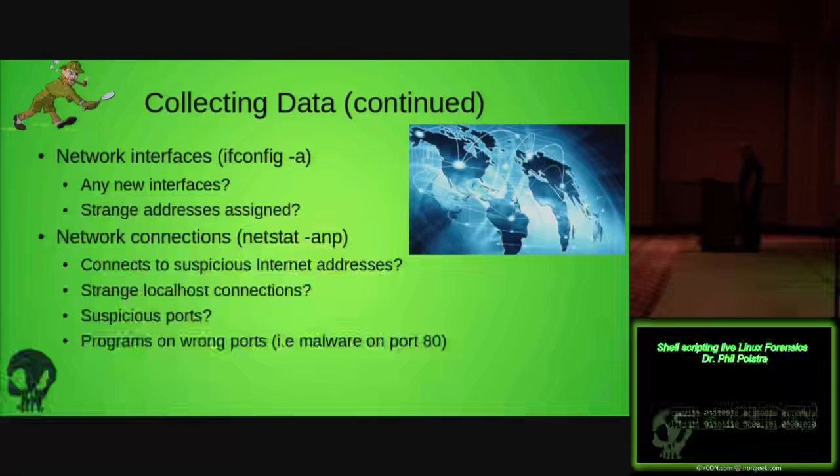Are there any strange localhost connections? Sometimes attackers will start services on the localhost because most IDS and IPS systems don't look at those. They only look at the real network interfaces. Are there any suspicious ports? Are there any programs running on the wrong ports? A lot of people might try to run malware on port 80. Why port 80? Who blocks port 80? Not many people, right?